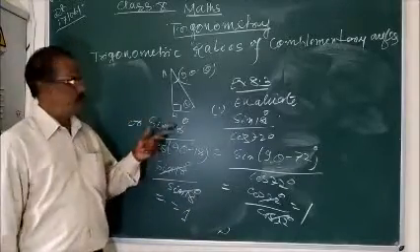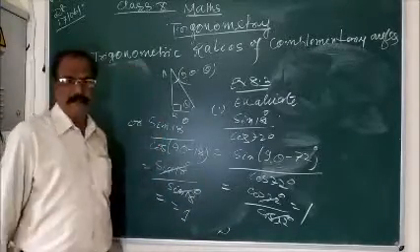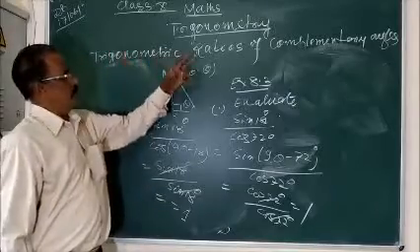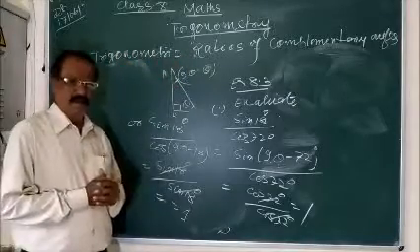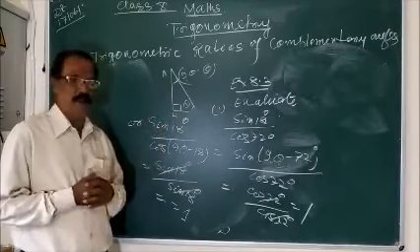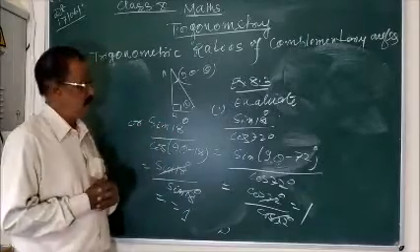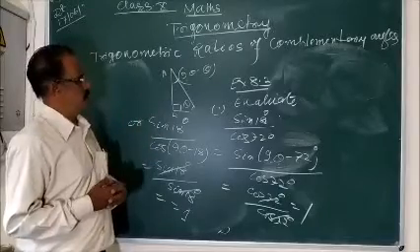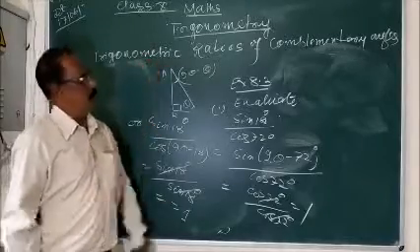Okay, my dear students. So this is 8.3 trigonometric ratio of complementary angles. And I will try to send you the homework for this exercise.